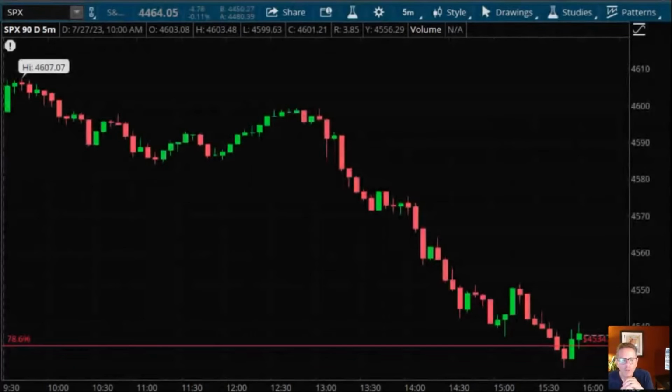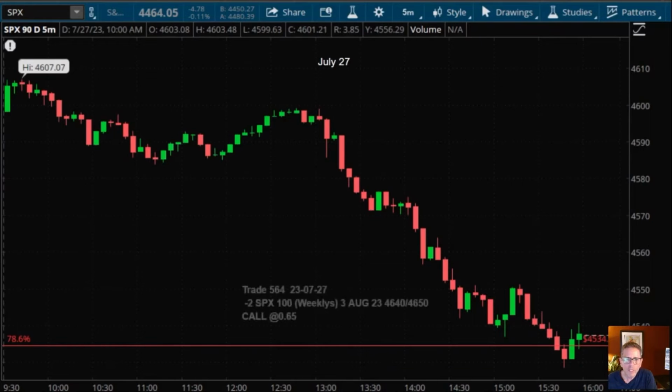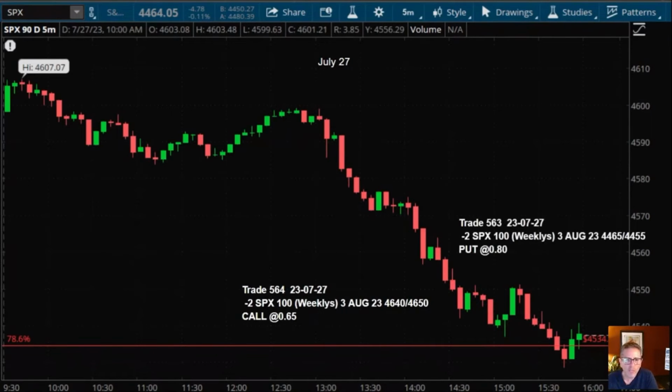Okay, so I'm going to share with you these trades here that were just recently placed. All right, so on July 27th, we placed a call spread and a bull spread. And so that's an iron condor. We received 65 cents for the call spread, and we received 80 cents for the put spread. So the premium at that point was $1.45 that we received.